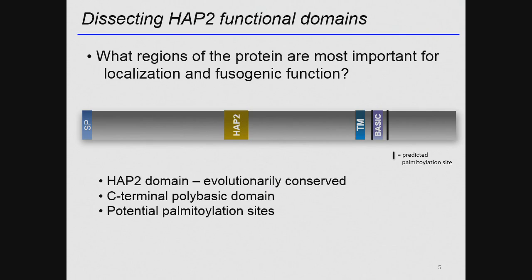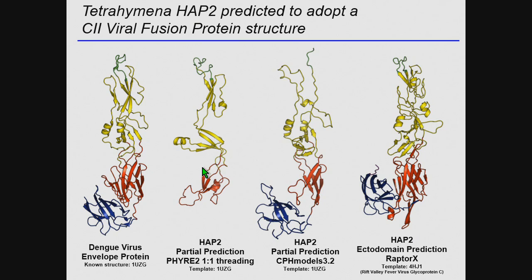But after this, progress was kind of difficult because relatively little is known about the domain structure of this protein so far. And we wanted to look at which domains might be important in regulating HAP2 function in fusion in Tetrahymena. And so we decided to do predicted structural modeling using this online server FIRE2, and found a striking 95% confidence homology to the dengue virus envelope glycoprotein.